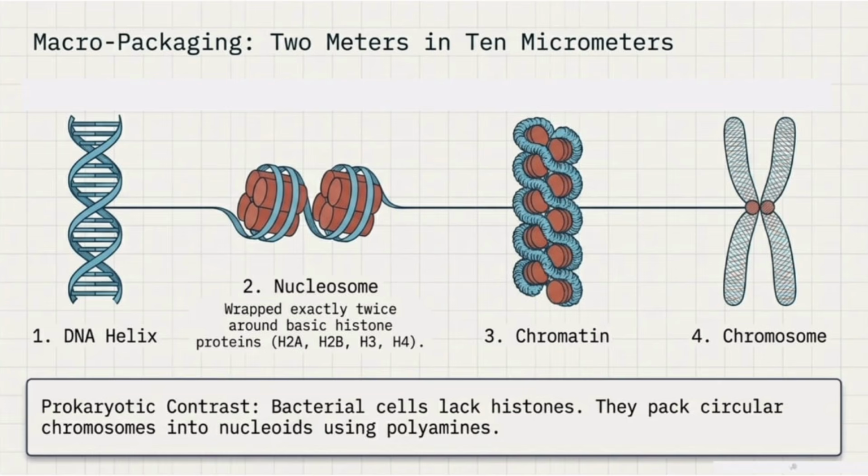This is the DNA helix that is packed around the nucleosomes. So these are the nucleosomes, H2A, H2B, H3, and H4, which then form chromatin and eventually chromosome. Bacterial cells, we mentioned, lack histones, so they pack circular chromosomes into nucleoids using polyamines.